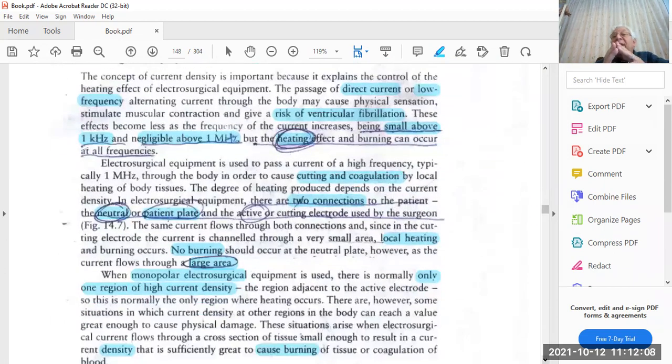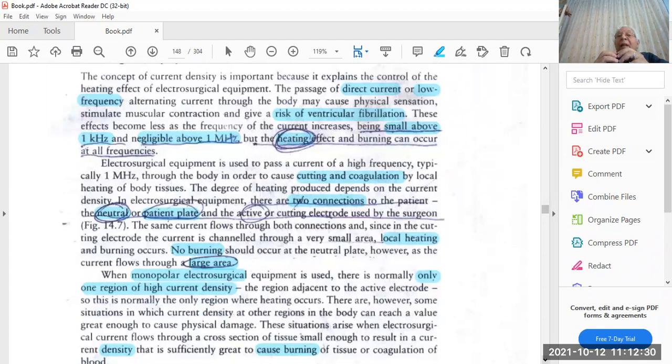The most important thing is the electrosurgical equipment, which is the diathermy. As we know, the alternating current has a frequency of around 50 to 60 hertz. This current is capable of inducing ventricular fibrillation.